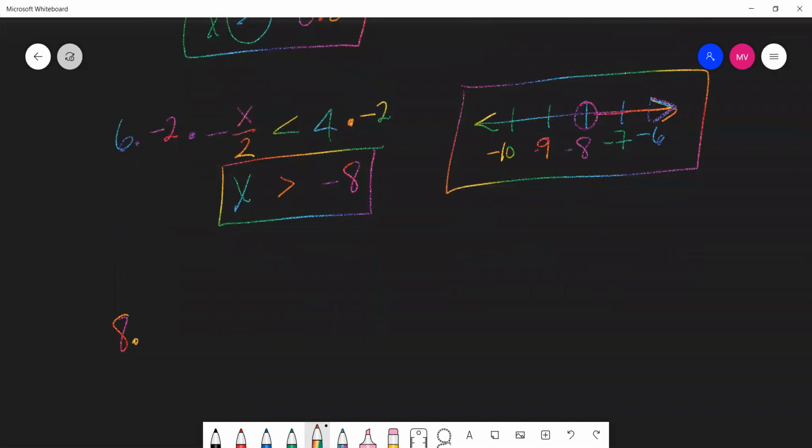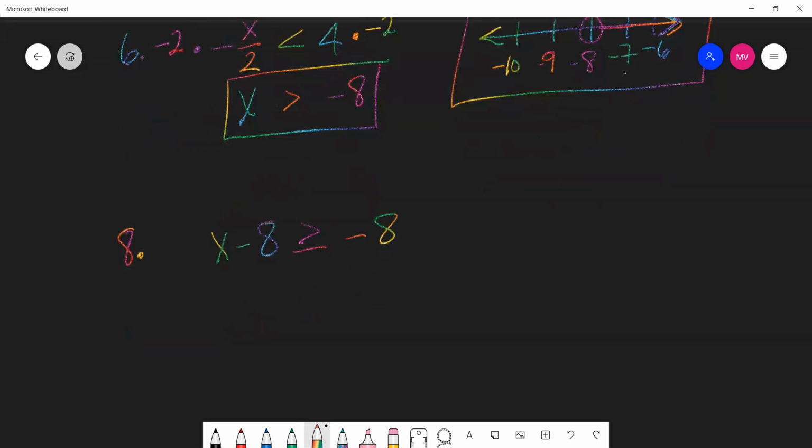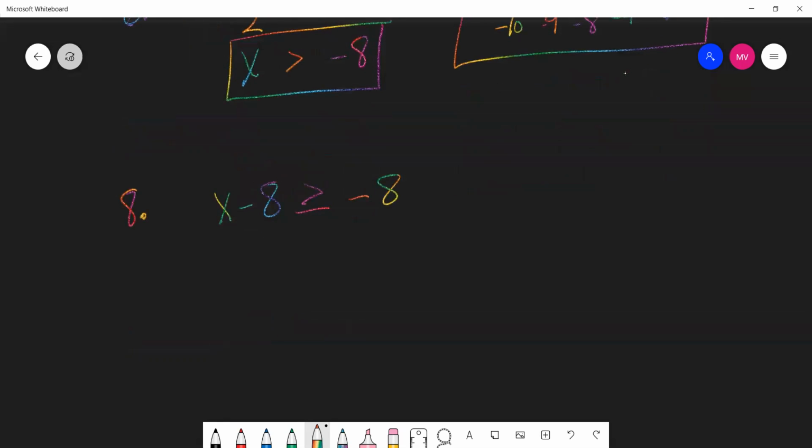All right, Abigail, number 8. What do we got here? We have x minus 8 is greater than or equal to -8. Okay. All right, so what do I need to do to isolate my variable? We add 8 to both sides. And what do we end up with?